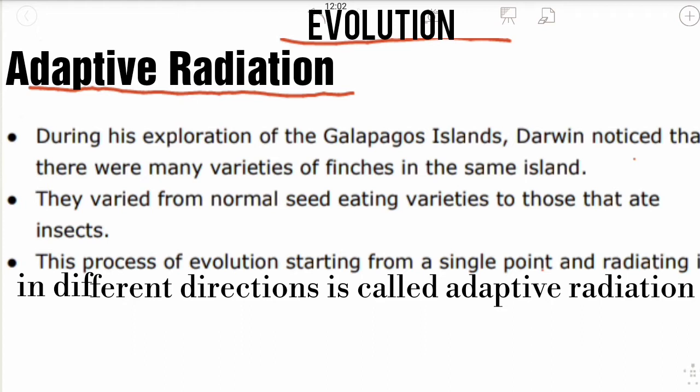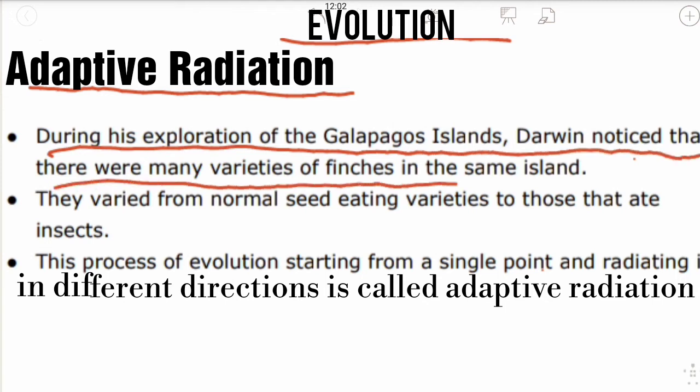During his journey, he observed many creatures. He observed small black birds, later called Darwin's finches because he made a lot of observations on them. During his exploration of the Galapagos Islands, Darwin noticed that there were many varieties of finches in the same island.